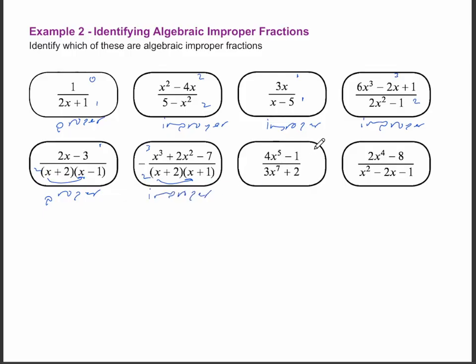Here the highest power at the top is 5, the highest power at the bottom for x is 7, therefore it's going to be a proper algebraic fraction. And finally here the highest power at the top is 4 and the highest power at the bottom is 2, therefore this is going to be an improper algebraic fraction.